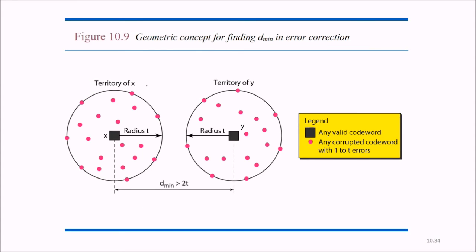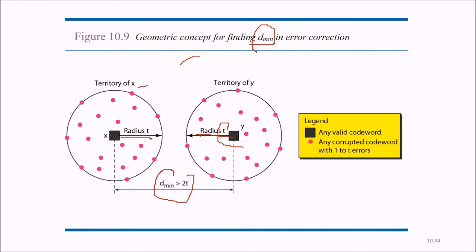So how can we take this geometry concept for finding D minimum, or Hamming distance, in error correction? In this case, this is the territory of X, this is the territory of Y. Here, all these bits are there, and you have radius T. This is radius T, so D minimum is greater than 2T. So this is the concept of finding D minimum in error correction.